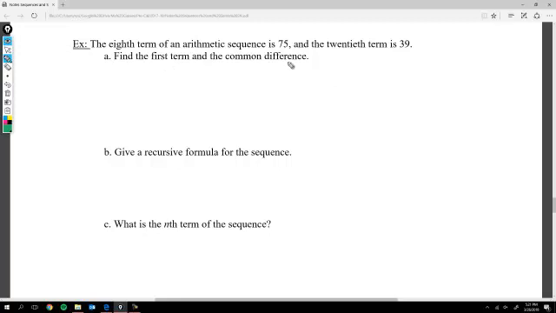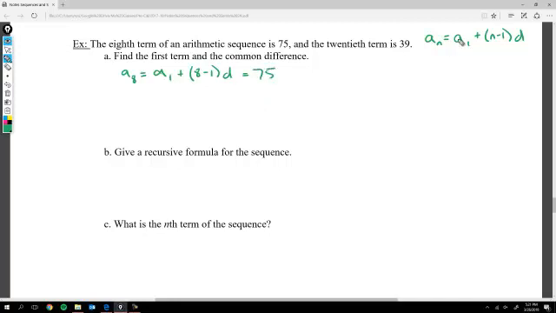Going all the way back to my equation, I know that any term in an arithmetic sequence is the first term plus the n minus 1 times d situation that I have over here. Well, I can define both of the terms I'm given in this way. I know the 8th term is 75. So I know a sub 8 equals whatever my first term is, which I don't know, plus 8 minus 1 times my common difference, which I don't know either. And I know that this is equal to 75.